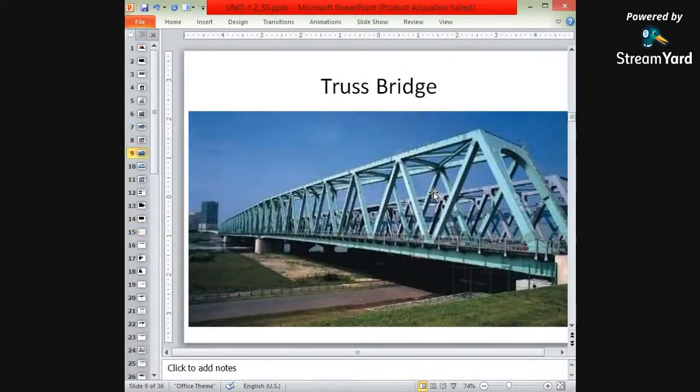Again, truss bridges. These are bridges used for transportation purposes. Here there is a river, so it has been laid above the river. It can be used for railways also, and for transportation of vehicles also. This truss bridge is again made with the help of steel.